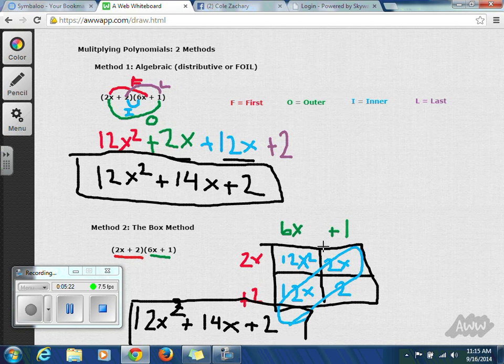Okay. So you see two methods for solving multiplying polynomials. There's actually more, but these are the two that I would like you to be familiar with because they're going to help us in other Algebra 2 concepts that we'll be learning this year.